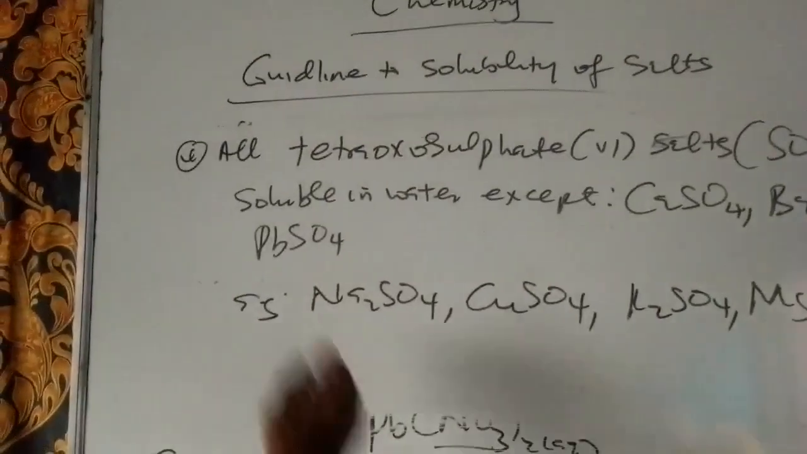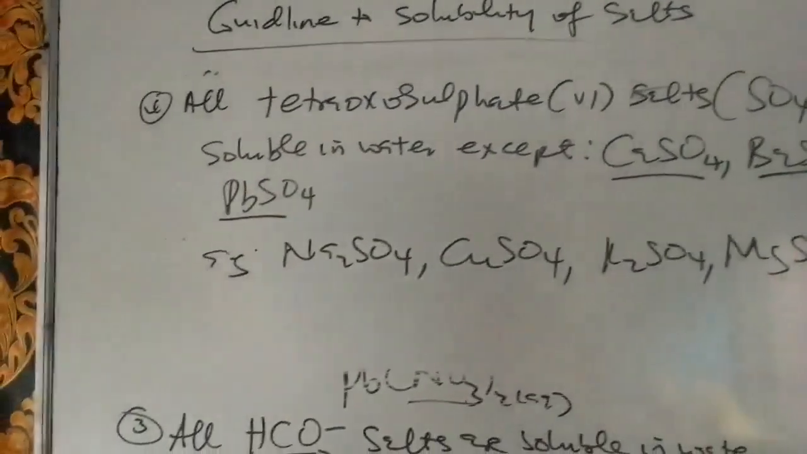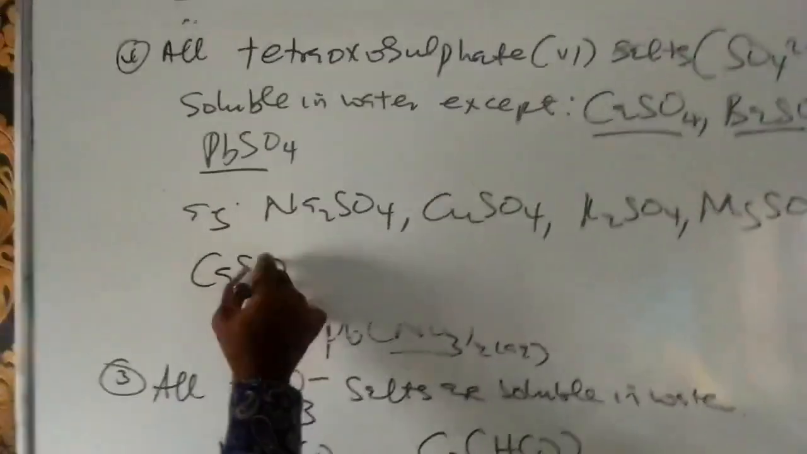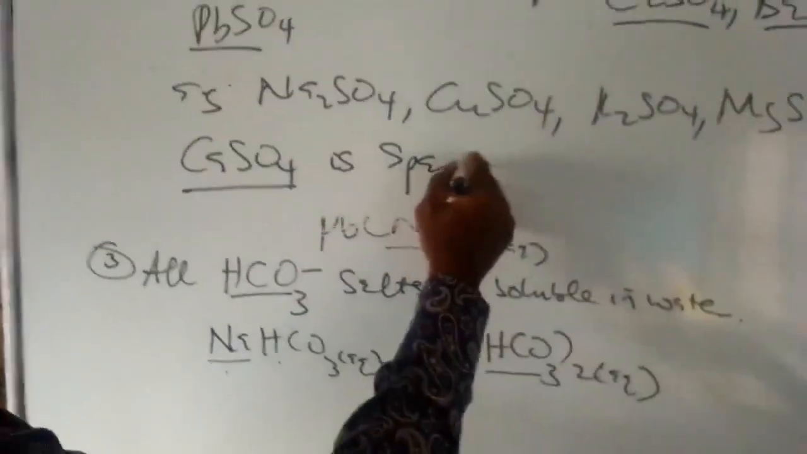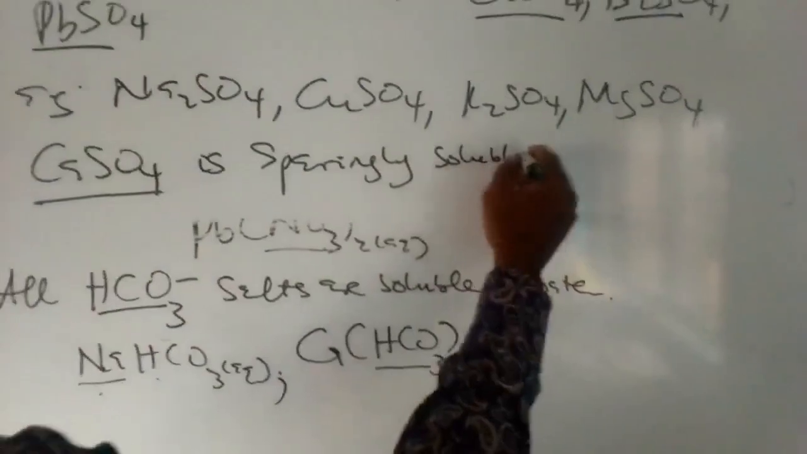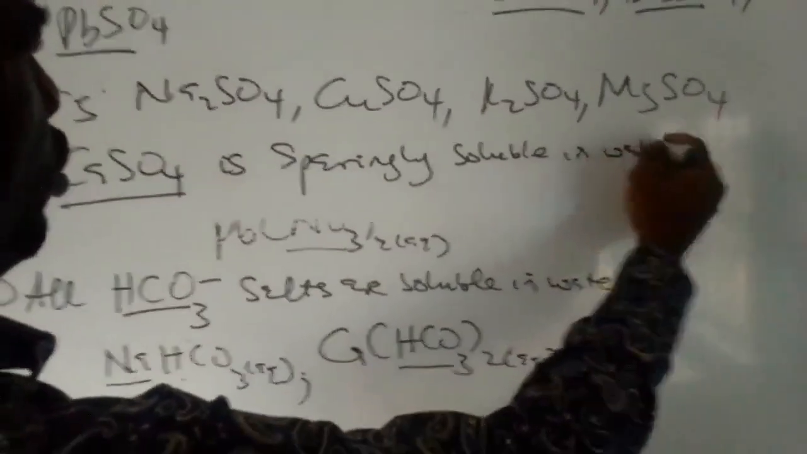But these ones are the exemptions. These ones are not soluble in water. But in chemistry, we know that calcium sulfate is sparingly soluble in water. Among the insoluble salts, this one is sparingly soluble. What it means is that this salt dissolves slightly in water, a little amount of it can dissolve in water. So we say it's sparingly soluble in water.